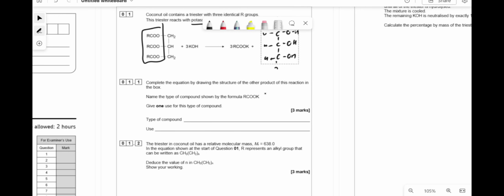Name the type of the compound shown by the formula RCOOK and then give one use for it. So this is a carboxylate salt. It's that carboxylate group that's reacted with the potassium, giving you a carboxylate salt, and the use is that you can use it in soap.